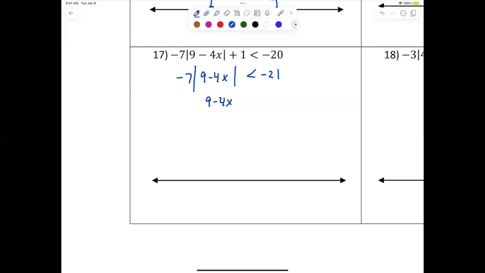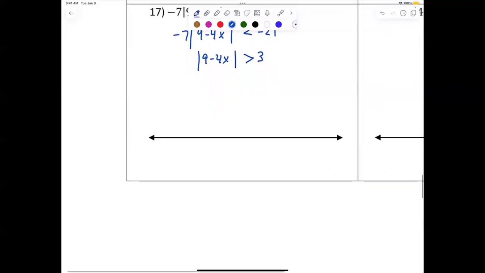9 minus 4x is what? Greater than. Thank you. Greater than 3. That's the number one mistake we make on this problem. If you forgot, make sure you make yourself a note. Multiply or divide by a negative, change the inequality sign. It can't be right if you don't do that. Now you write it twice.